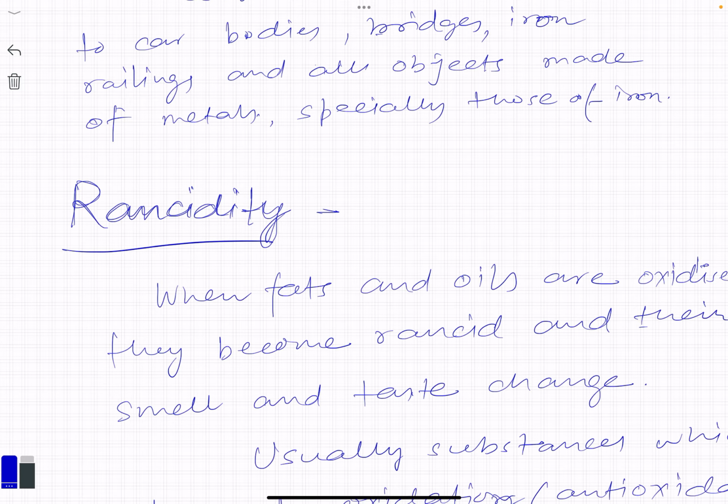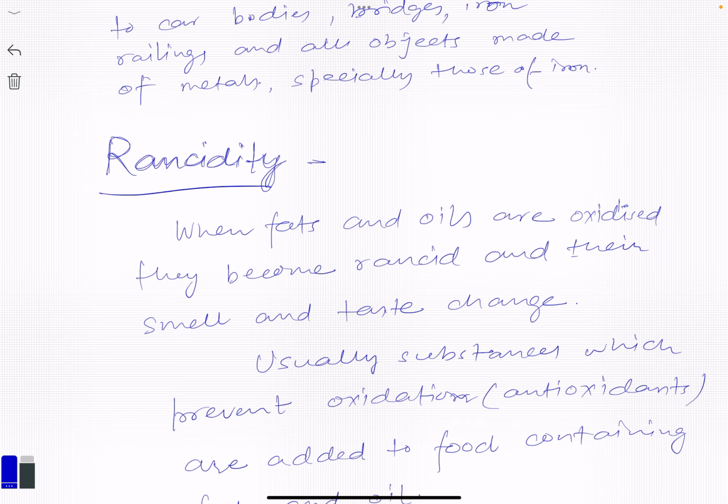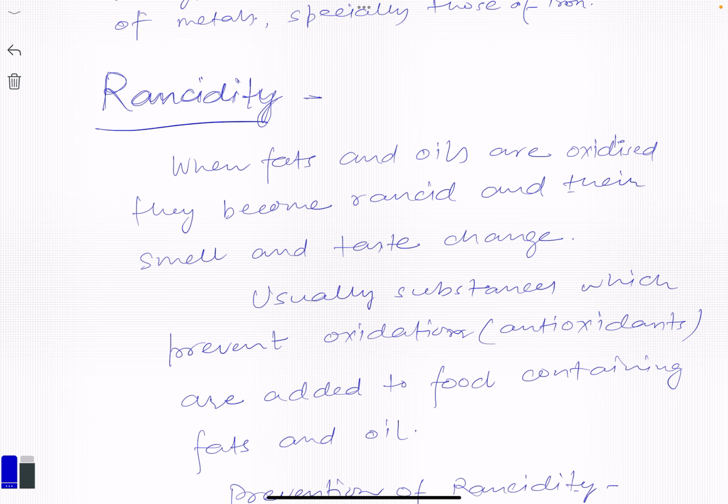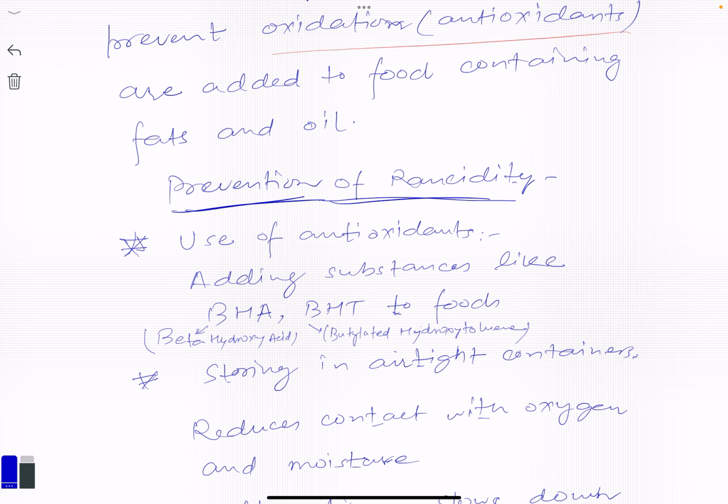Now we come to the second point, rancidity. What is rancidity? When fats and oils are oxidized, they become rancid and their smell and taste change. Usually substances which prevent oxidation, antioxidants, are added to food containing fats and oil. What is the prevention of rancidity? We can use antioxidants, adding substances like BHA, butylated hydroxyanisole, and BHT, butylated hydroxytoluene, to food.